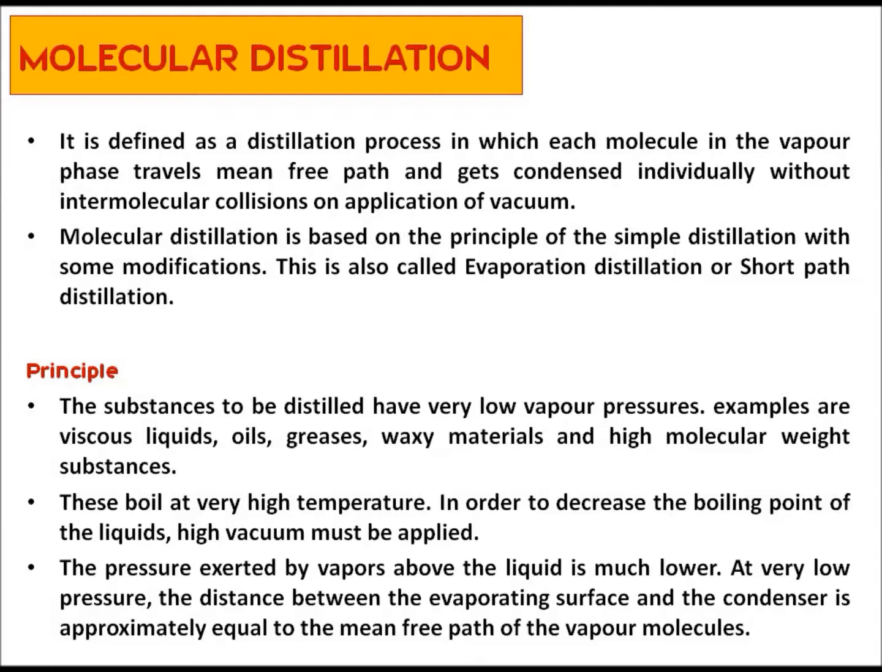I am trying to make you understand this once again. The pressure exerted by the vapors above the liquid is much lower. Why is it much lower? Because we have used the vacuum. So at very low pressure, the distance between the evaporating surface of the liquid and the condenser is approximately equal to the mean free path of the vapor molecules. What is the mean free path? It is the path traveled by a molecule before changing its direction, right?